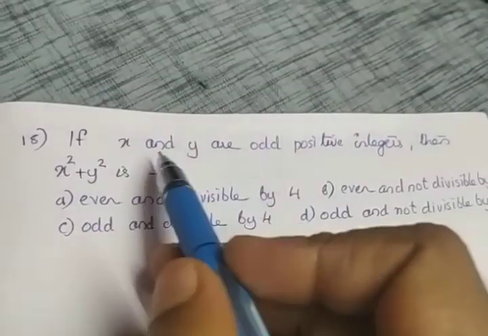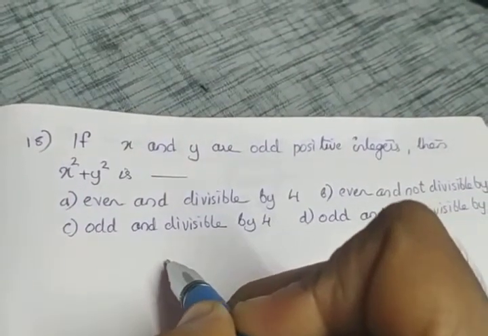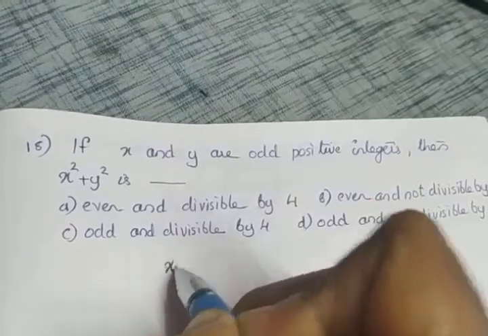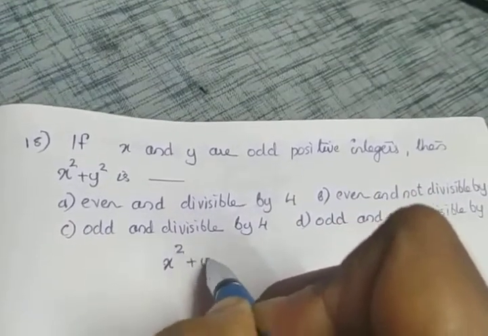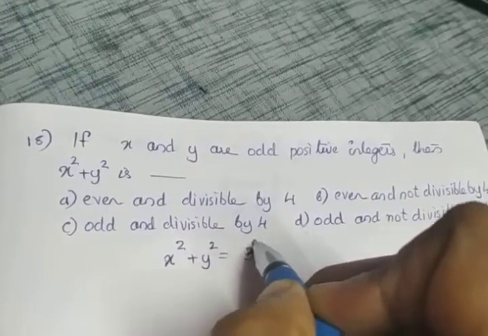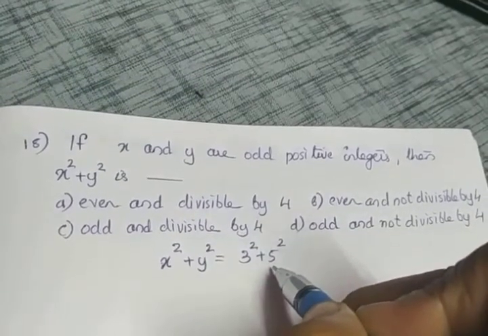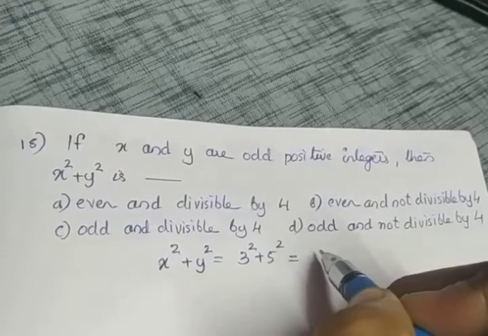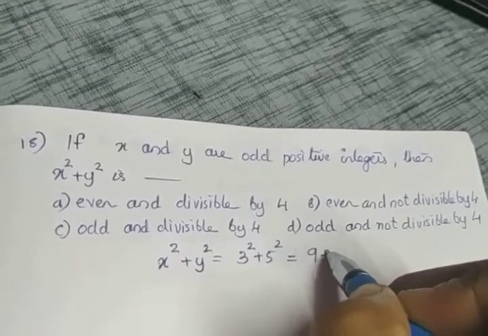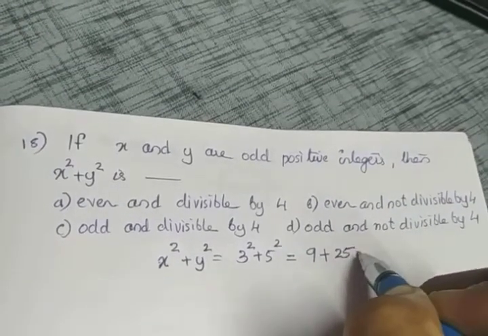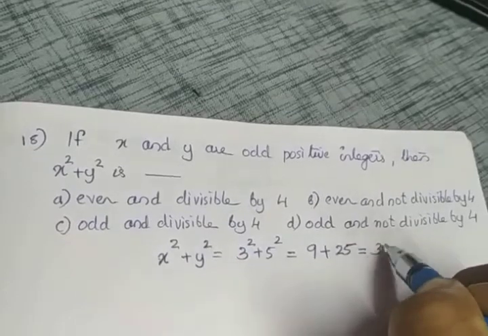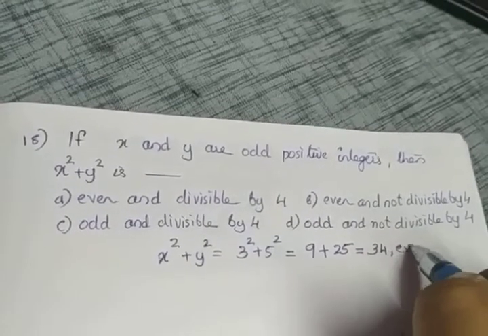So here, as x and y are odd positive integers, we will take x square plus y square as 3 square plus 5 square. I'm just taking 3 and 5 as x and y, odd positive integers. What is 3 square? 3 square is 9 and 5 square is 25. And what is the sum of 9 and 25? It is 34, which is an even number.